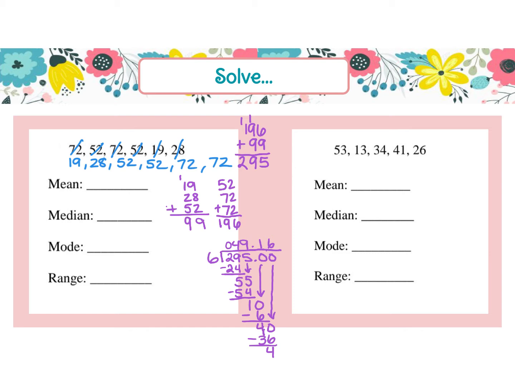We can look at the number to the right of the tenths place, the 6, and determine whether or not our tenths place needs to be rounded up. 6 is greater than 5, so we will round up our 1 in the tenths place to a 2. So our mean for this data set is 49 2/10.